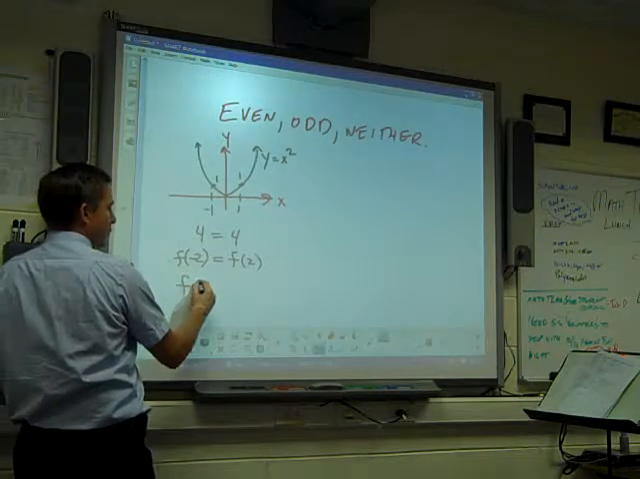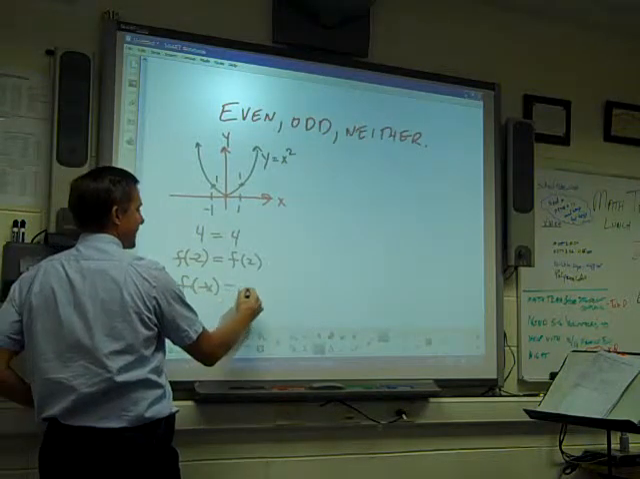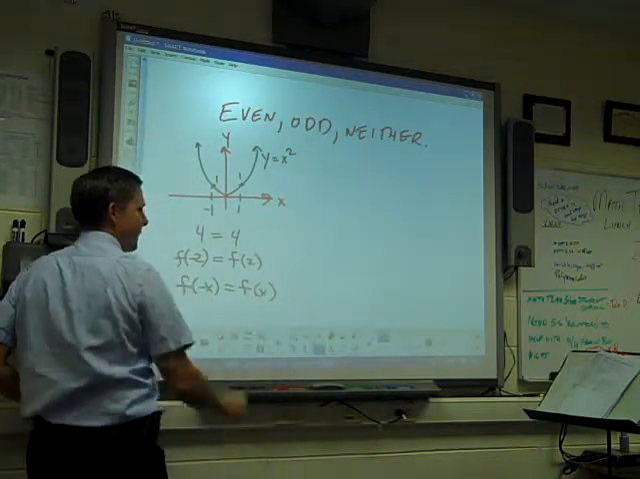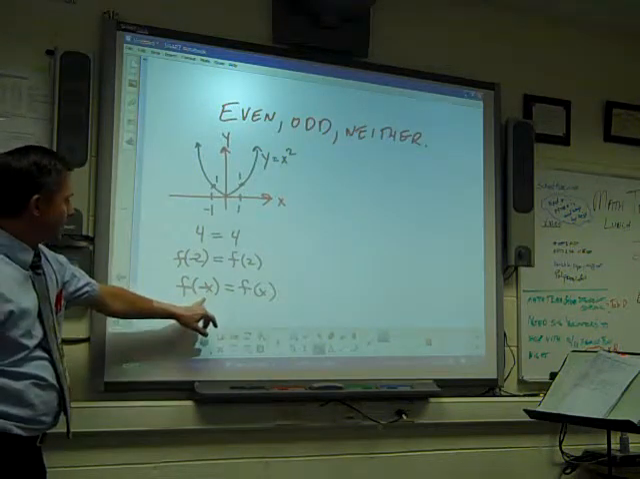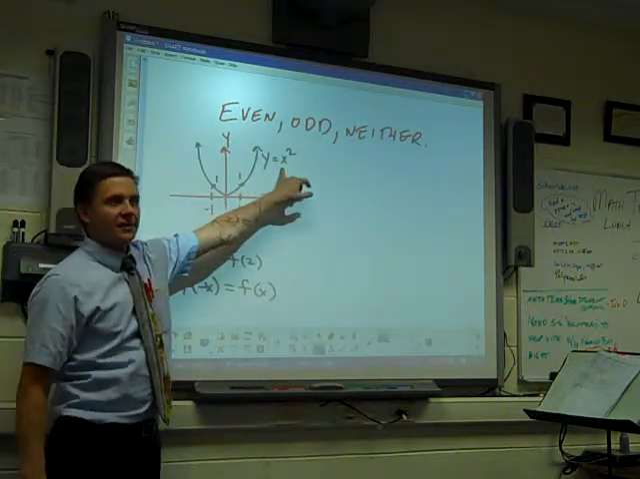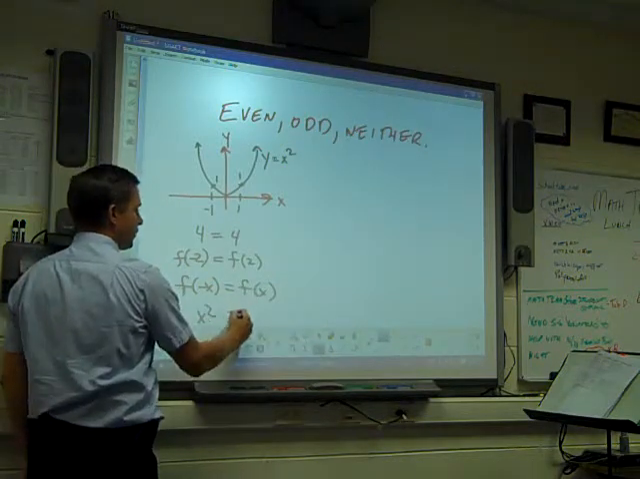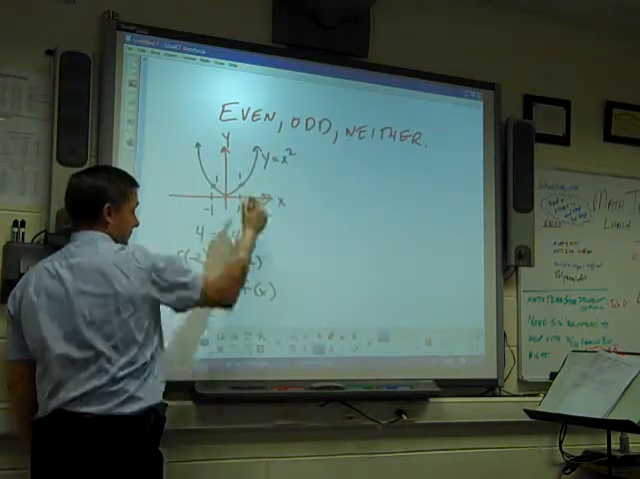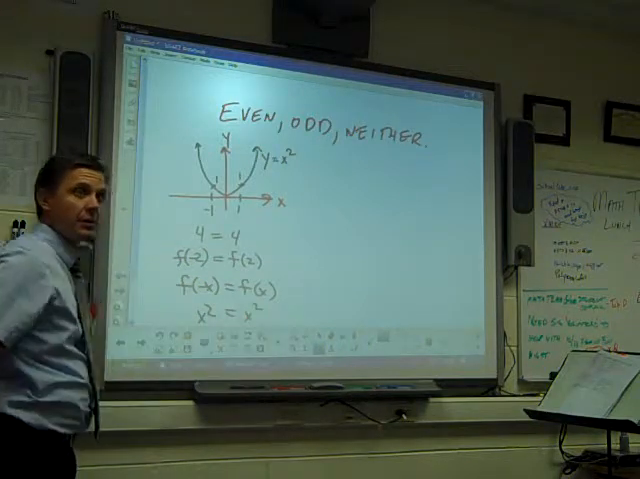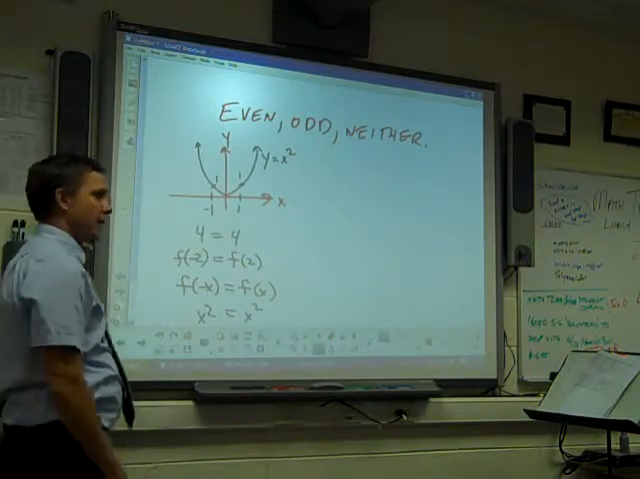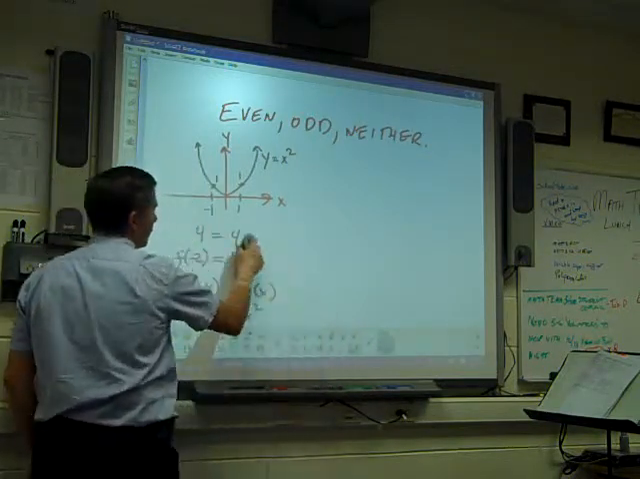This is the general rule. What happens if I plug in negative x? Do I get f of x? What's negative x times negative x? x squared. What's the function? x squared. Are those the same? Yes. That is an even function.